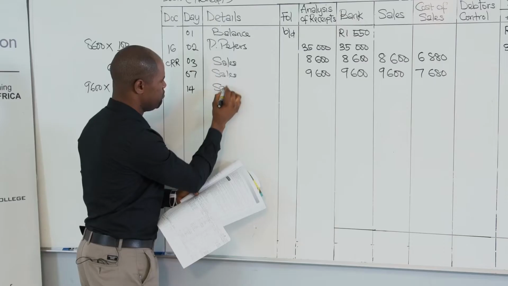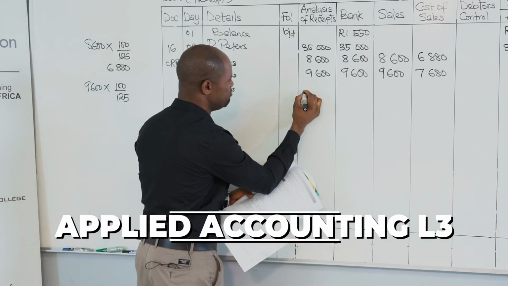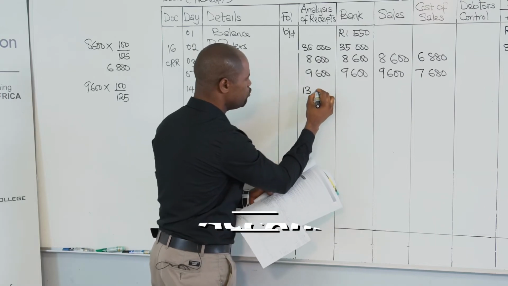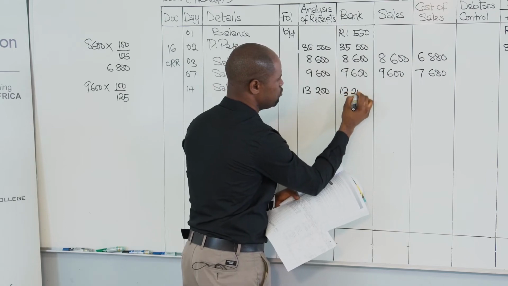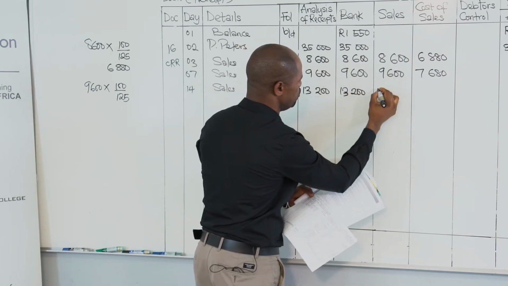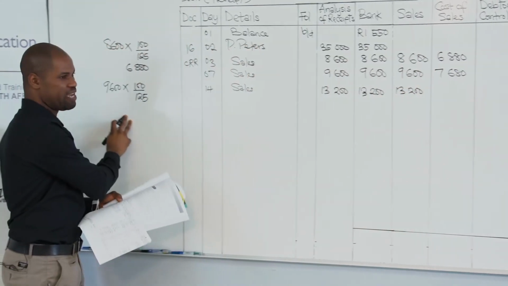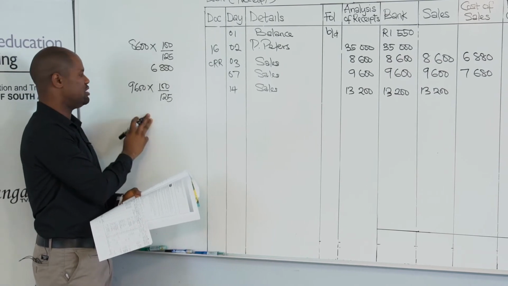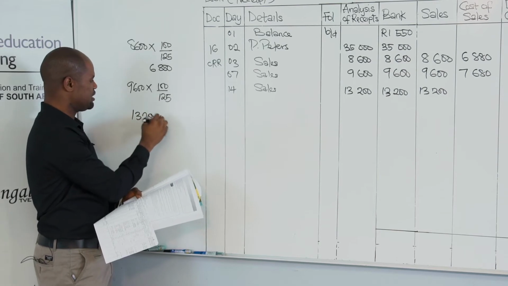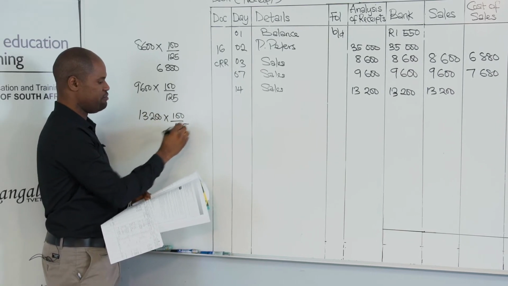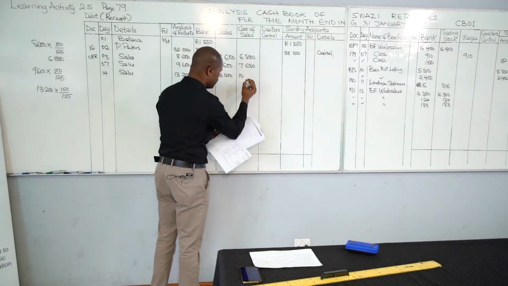it's sales of merchandise. The amount goes into the analysis of receipt first, 13,200. It goes into the bank, 13,200. It goes into your sales, 13,200. Then you calculate your cost of sales. Don't forget the formula that we have been using to determine our cost of sales. It's going to be 13,200, the portion of the sales, times 100 all over 125. Then that is going to give us 10,560.